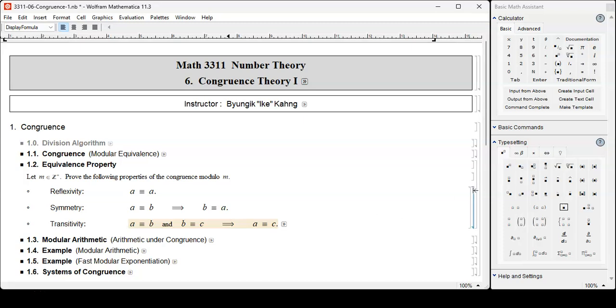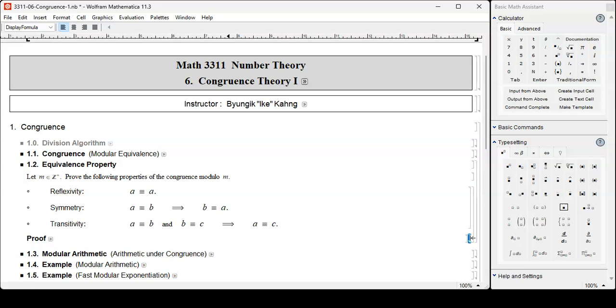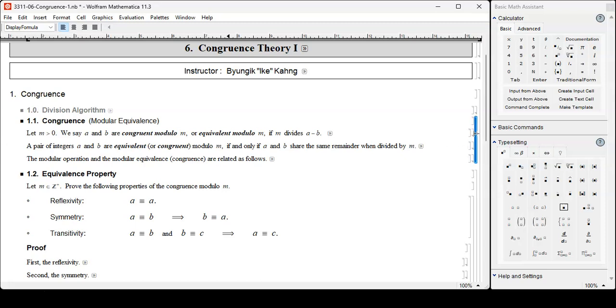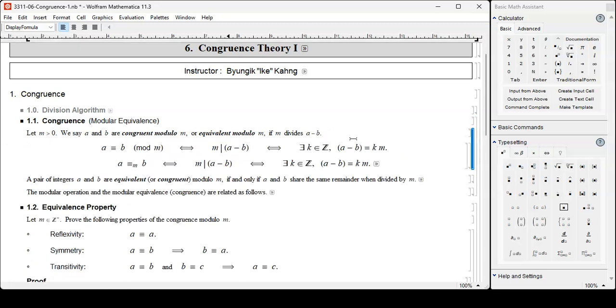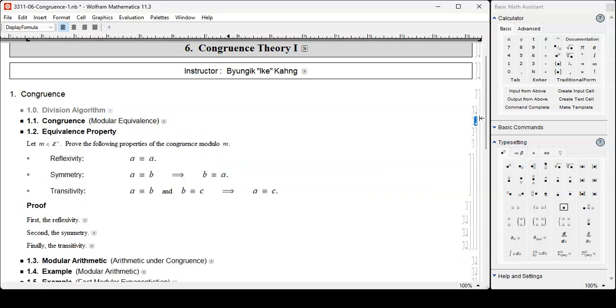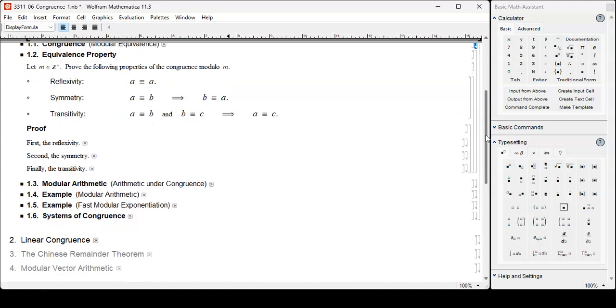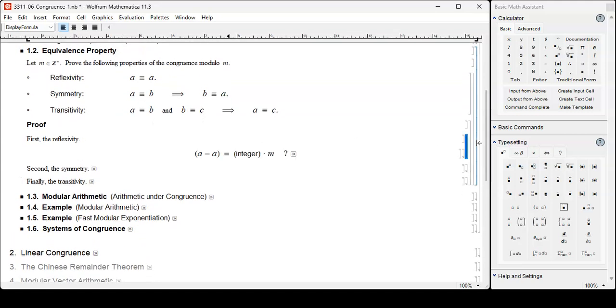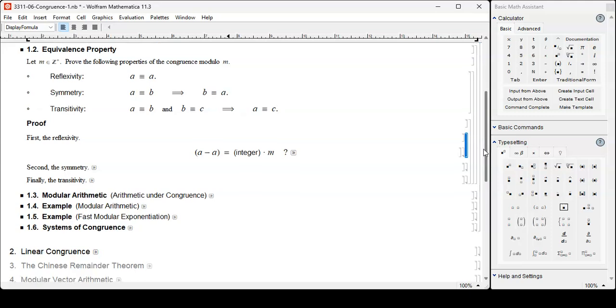How do you prove those? Well, from the definition, what's the definition of the congruence? Left hand side minus right hand side is divisible by m, some integer times m. That's the way we can set up. So we have to prove left hand side minus right hand side. a minus a is some integer times m. What is that integer? That should be simple.